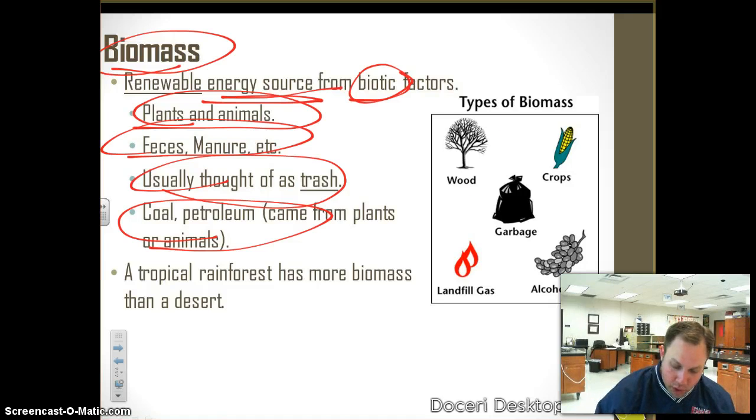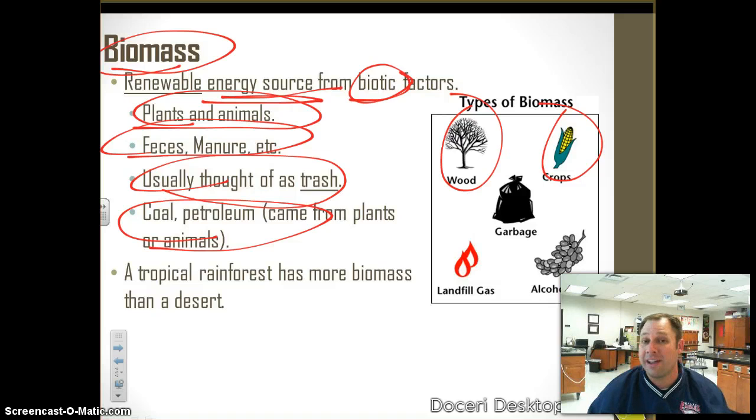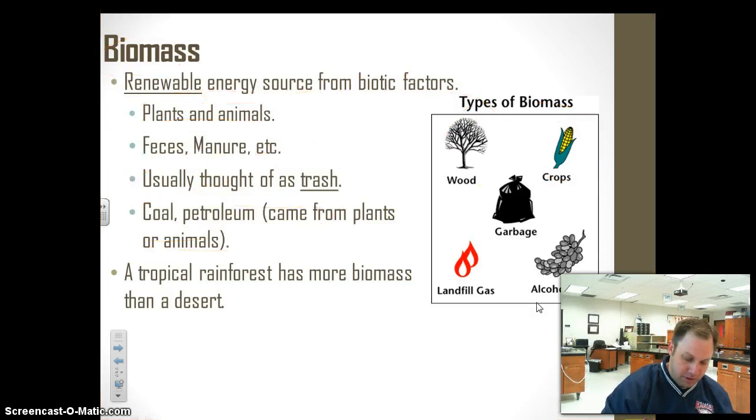We can take wood and burn that wood and use it for fuel. We can take crops like corn and turn it into ethanol and use it for gasoline for cars, and all sorts of things. So biomass is something that comes from living things. It's substances that come from living things that we can use as a fuel. Just add that on to the end of our discussion with regards to cycling of matter.